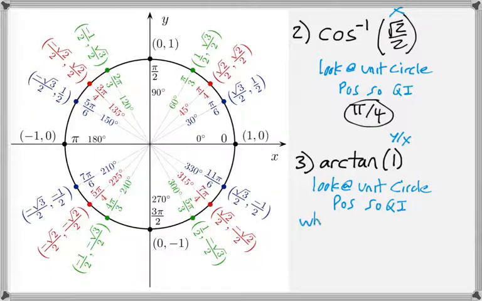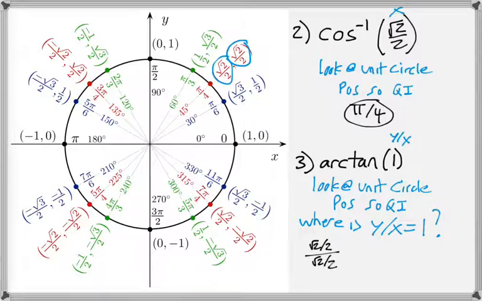So I'm looking, where is y over x equal to 1? So in order for y over x, or any two values over each other, to be equal to 1, they have to be the same thing. And that is here, square root of 2 over 2 over square root of 2 over 2. Anytime you have the same thing on top and bottom, this is equal to 1. So that would be pi over 4.